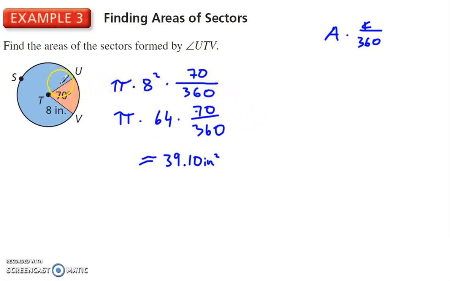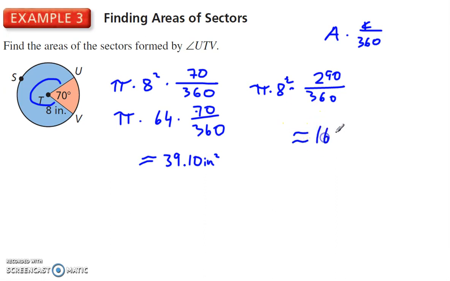And then for the rest of it, I can either find the entire area and subtract this, or I can just find the angle of this by saying 360 minus 70, which leaves me with 290 over 360. And we're going to multiply that times pi times 8 squared, or pi times 64, and that comes out to be approximately 161.97 square inches.